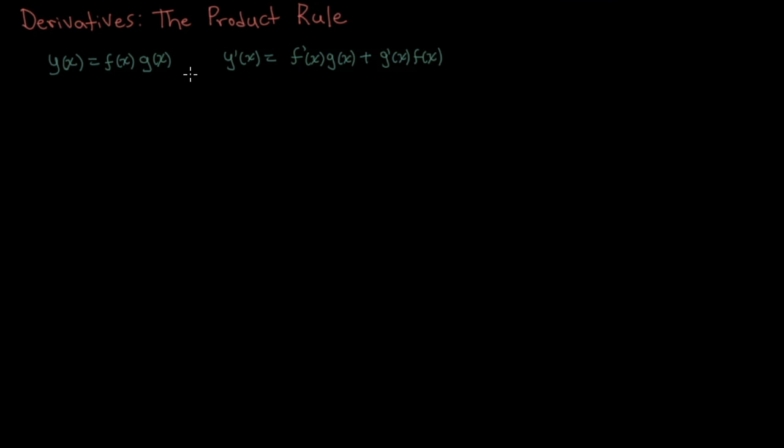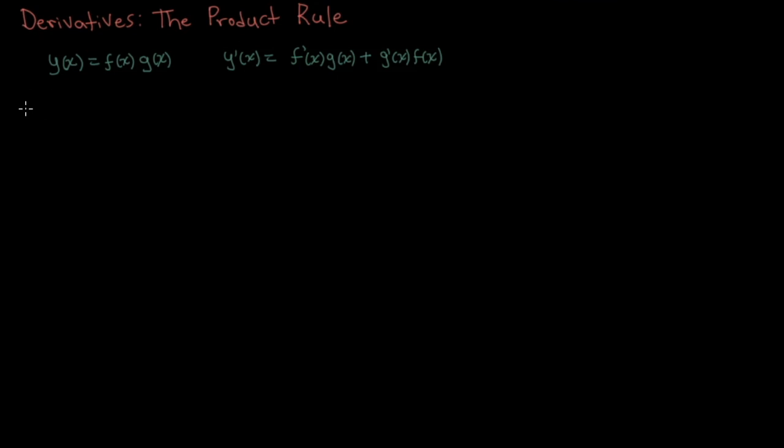So essentially, whenever we're evaluating a derivative of a function that takes the form y(x) equals f(x) times g(x), the derivative is f prime(x) times g(x) plus g prime(x) times f(x). To get a better understanding of how this works, let's do this in an example.